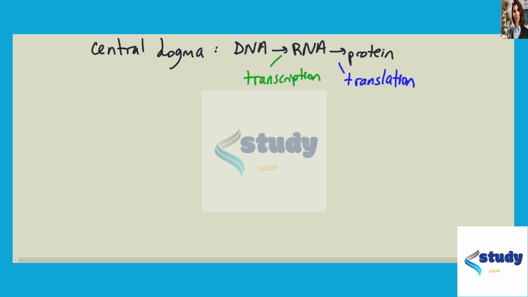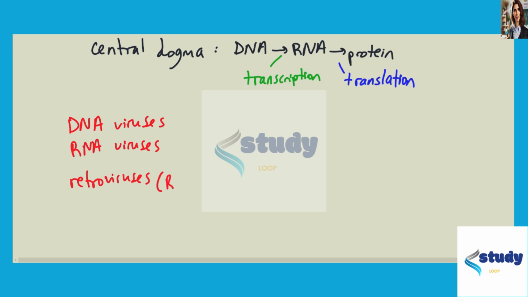So now we have to understand what kinds of viruses will adhere to this flow of information and what kind of viruses will not. We also have to understand that there are a few different types of viruses. There are DNA viruses, there are RNA viruses, and there are retroviruses. And retroviruses are going to be RNA viruses as well.